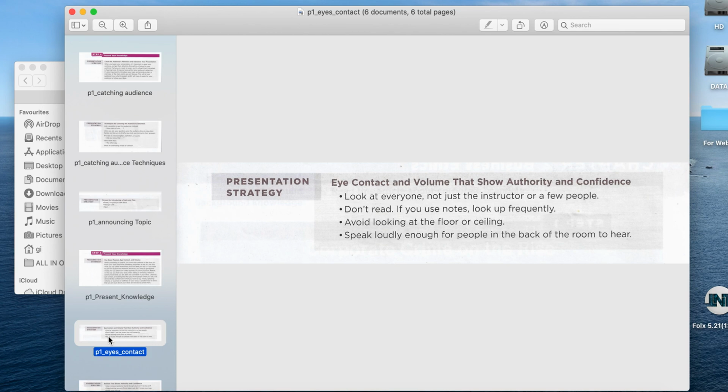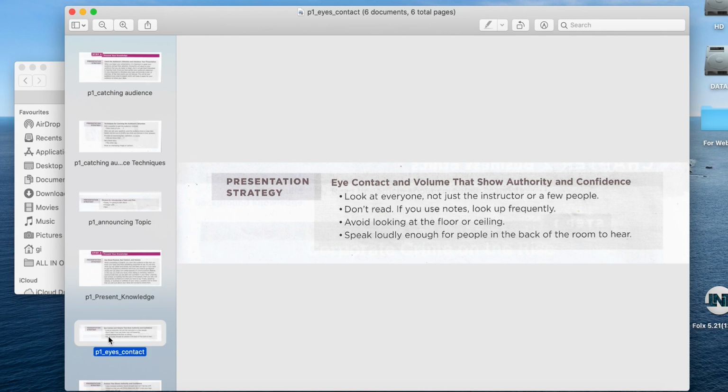Don't read your notes. If you use notes, look up frequently. You can take a small look at your notes, but you continue to look at everybody, like you come back. Don't just read like you are doing a presentation in kindergarten. You need to look at everybody.